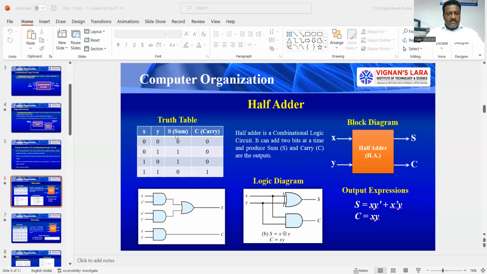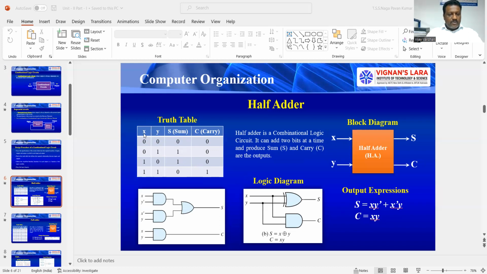Now coming to the output functions of sum as well as carry. If you observe only x, y, and sum, these 3 columns, it is very clear it is equivalent to a 2-input exclusive OR gate. So for that case, the output is x exclusive ORed with y. We can also write it as x bar y plus x y bar. So this is the output expression for sum.